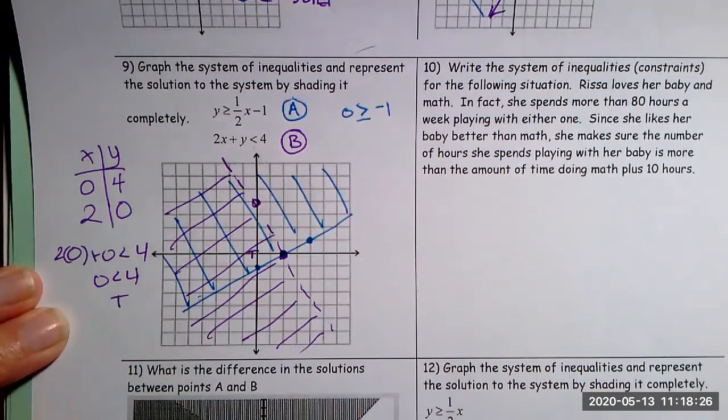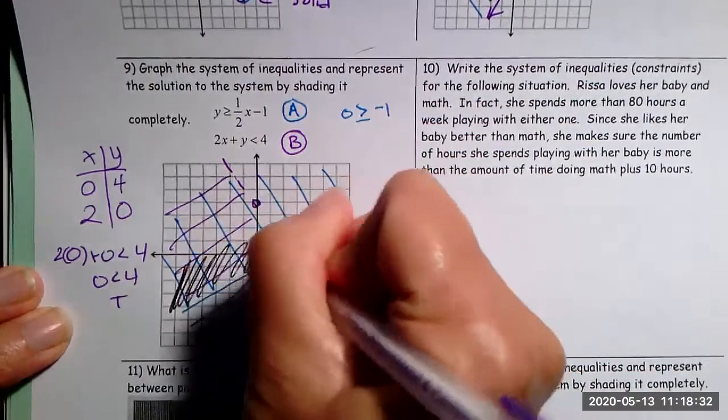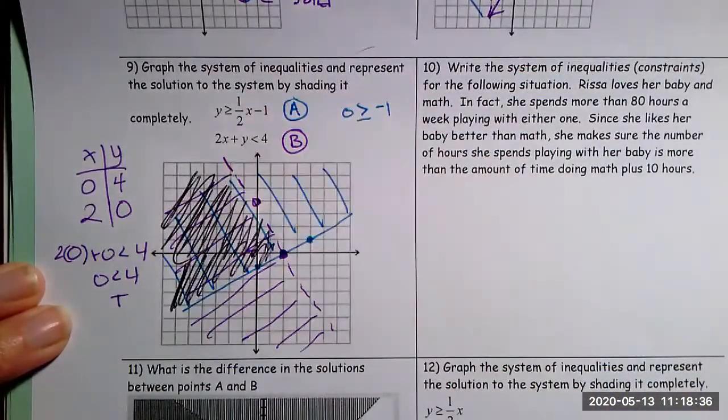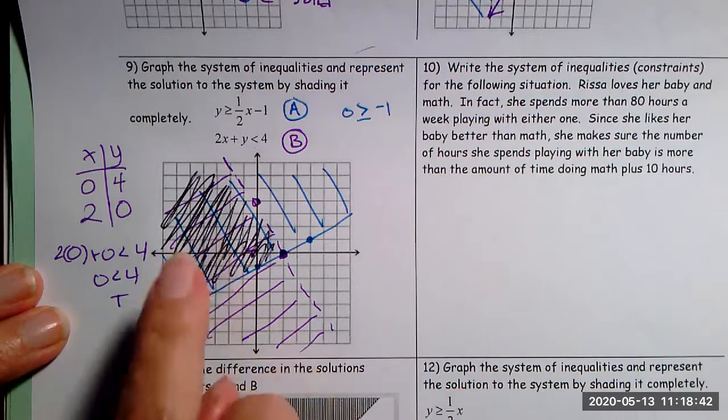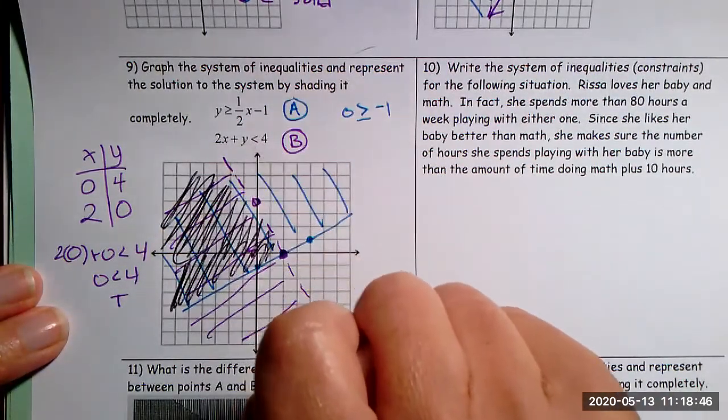What I do want you to do on your test is make sure that you make it very clear as to where your shaded region is. So just, you know, make it dark. You don't want a mystery. You want to communicate properly. Remember that shaded region represents all the points that make both of these equations true.